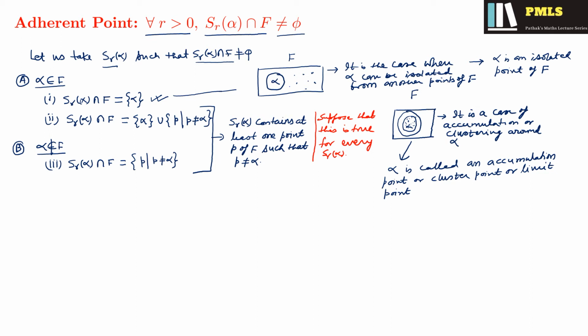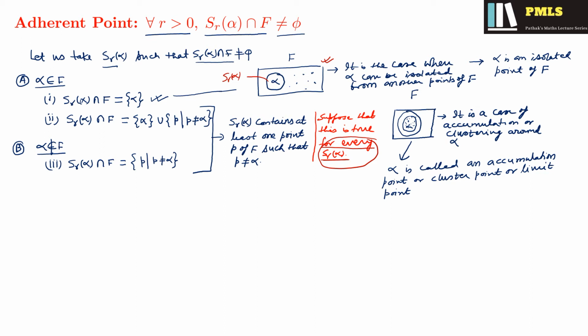So one thing is very clear, that for a limit point you are using a universal quantifier. You are saying that for every SR alpha this should happen. And in the case of an isolated point, you need one open sphere SR alpha which isolates alpha from other points of the set F.